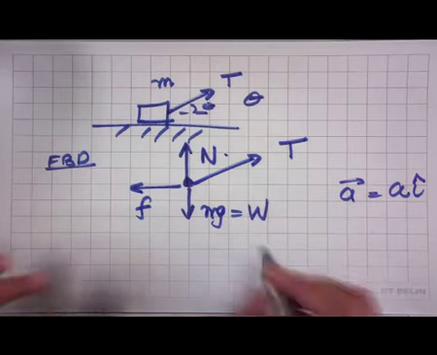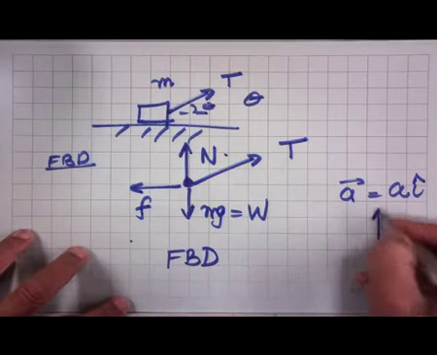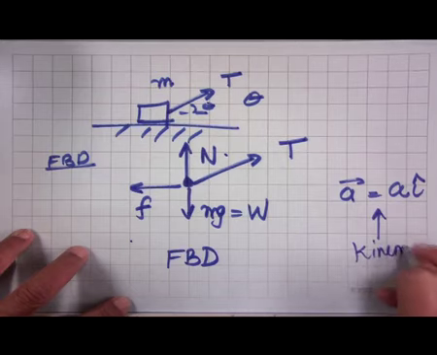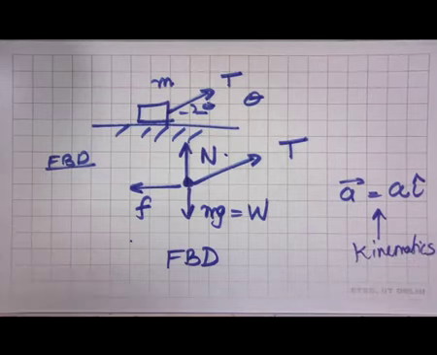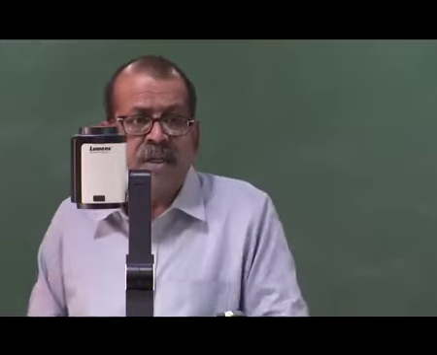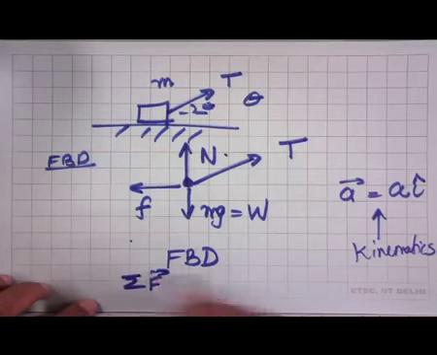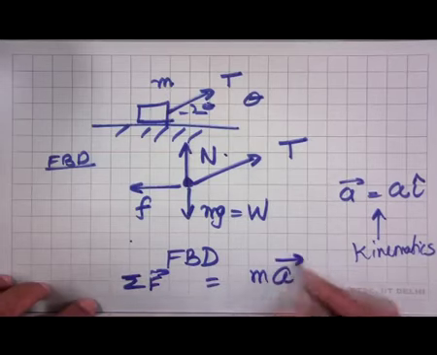So, on one side we draw the free body diagram, on the other side we have kinematics. When you solve a problem, you draw the free body diagram and you write the kinematics equation, and then all you have to do is sum of forces is equal to m times a.